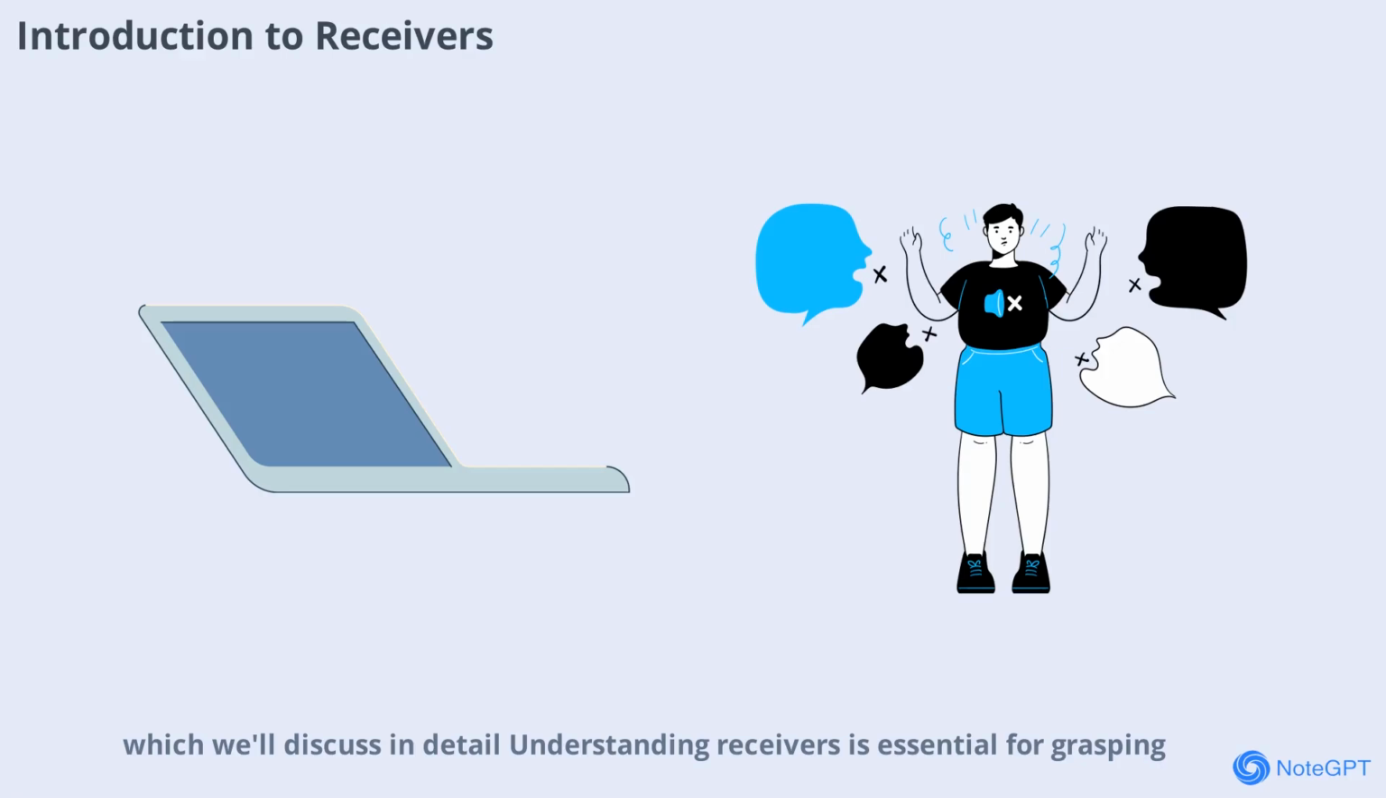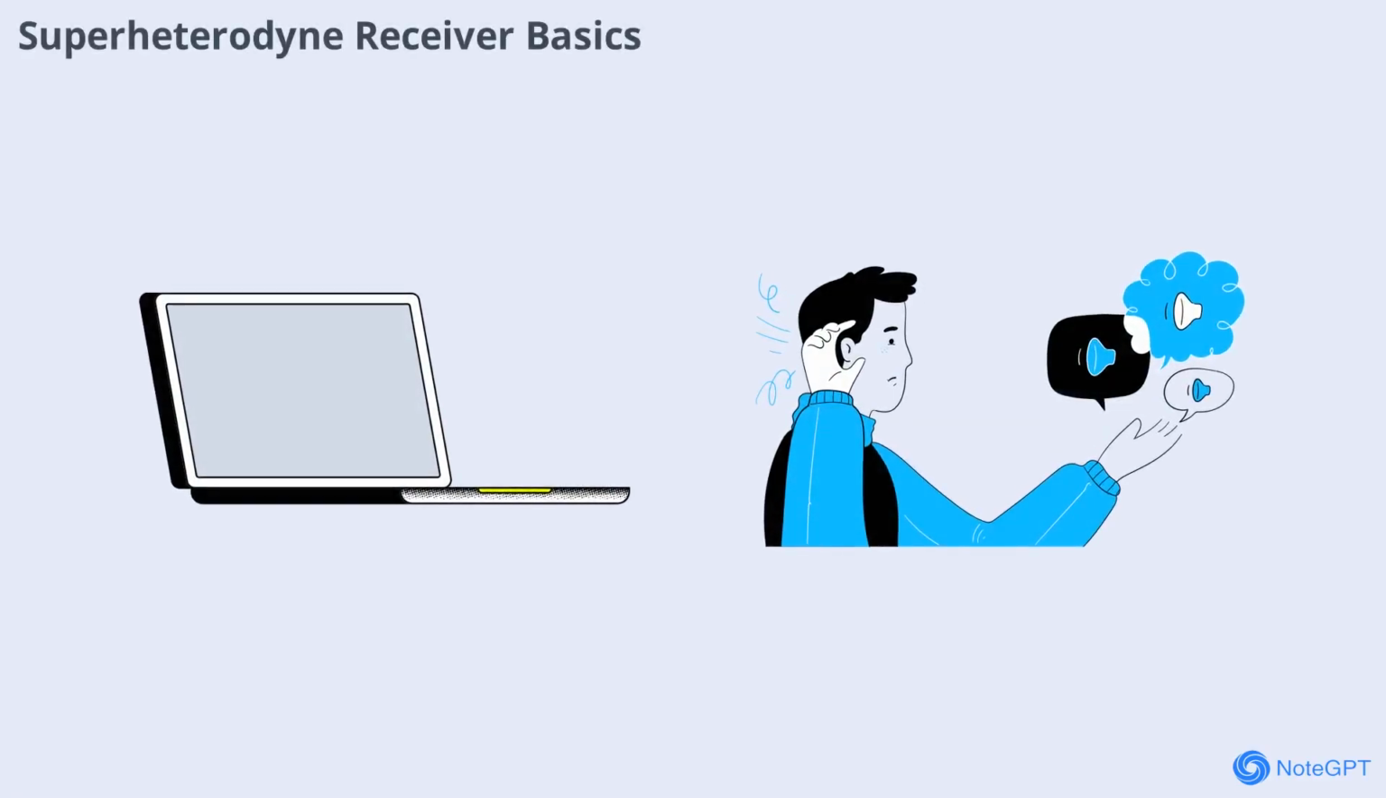Understanding receivers is essential for grasping the complete picture of radio communication. Superheterodyne receiver is a revolutionary design that has become the standard in radio technology. It works by converting incoming radio signals to a fixed intermediate frequency, IF, which is easier to process and filter. This approach greatly improves selectivity and sensitivity, allowing for clearer reception even in crowded radio environments.